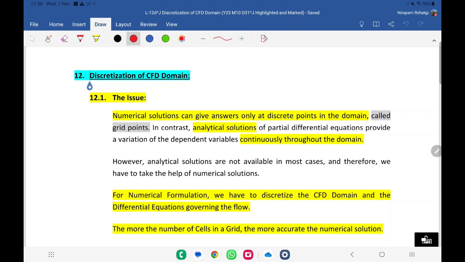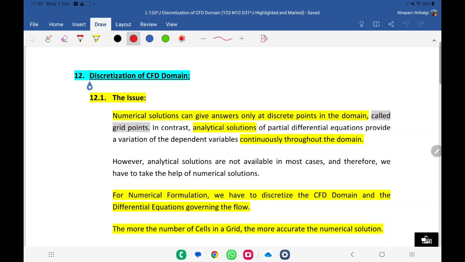Earlier we started with the governing equations, then we added the RANS, Reynolds-Averaged Navier-Stokes equations. Okay, so now what we are entering into is that we have to discretize the CFD domain, as well as discretize the equations so that we can actually operate on them.